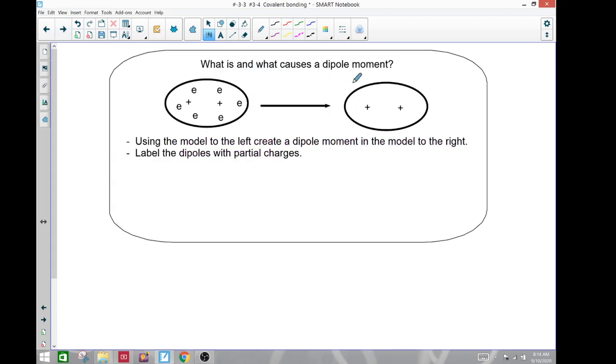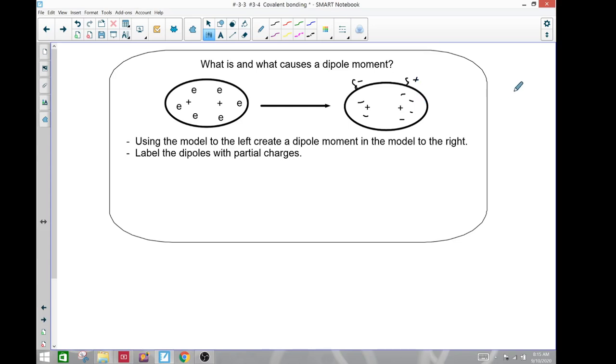What is and what causes dipole moment? Okay, so using the model above to the left, create a dipole moment in the model to the right. Label the charges, label the dipoles and partial charges. So all we're going to do, we've got 6 electrons here, so I might just do this: 1, 2, 1, 2, 3, 4. Partial negative, partial positive.